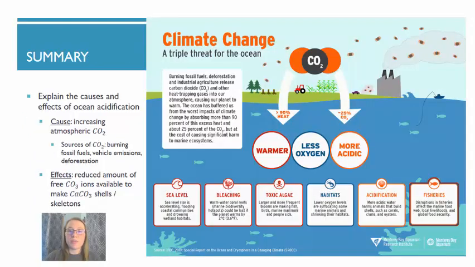Now, in summary, you should be able to explain some of the causes and effects of ocean acidification. Remember, the cause is that increase in global atmospheric carbon dioxide, and some of those sources are burning fossil fuels, vehicle emissions, and deforestation. You also should be able to explain the effects, which is the reduced amount of free carbonate ions available to make calcium carbonate shells means that a lot of these marine organisms are not able to create those skeletal structures they need to survive. Now, I included this image here on the summary slide. I think it does a good job of summarizing both ocean acidification and ocean warming.